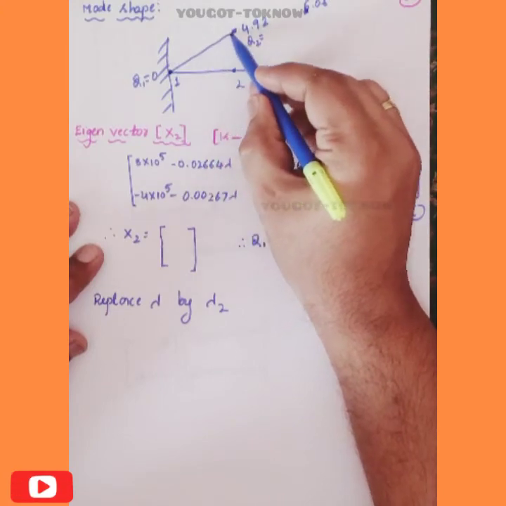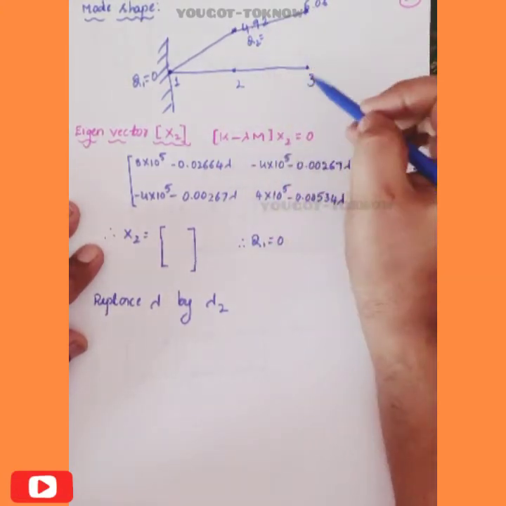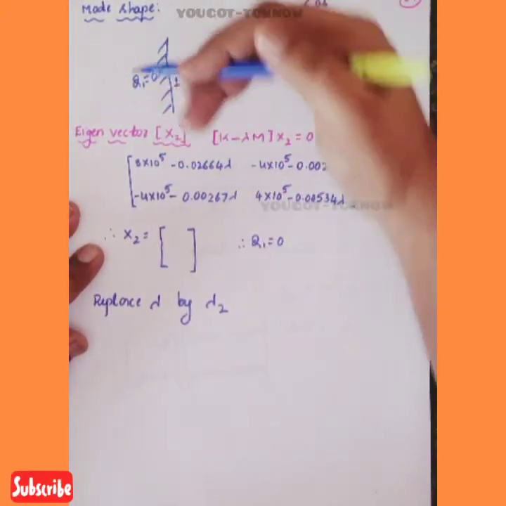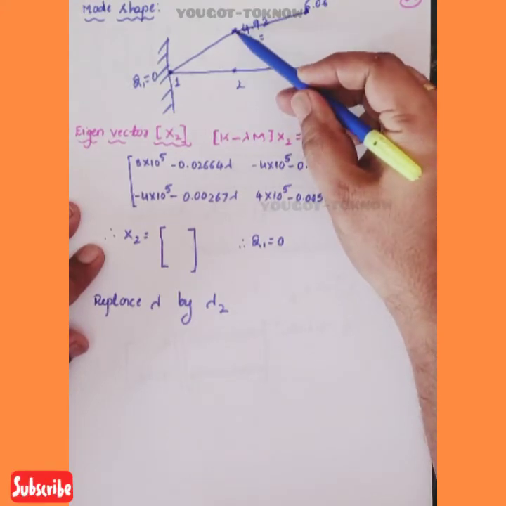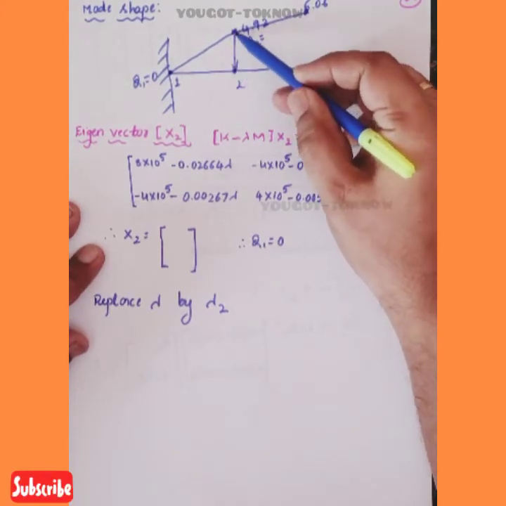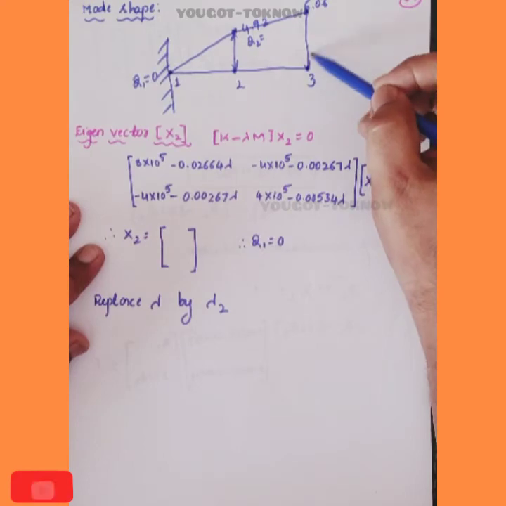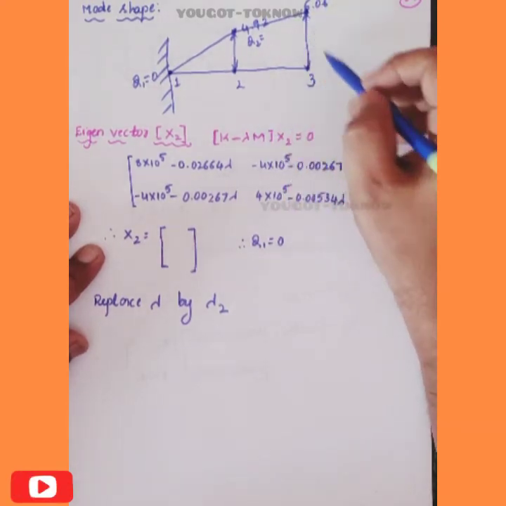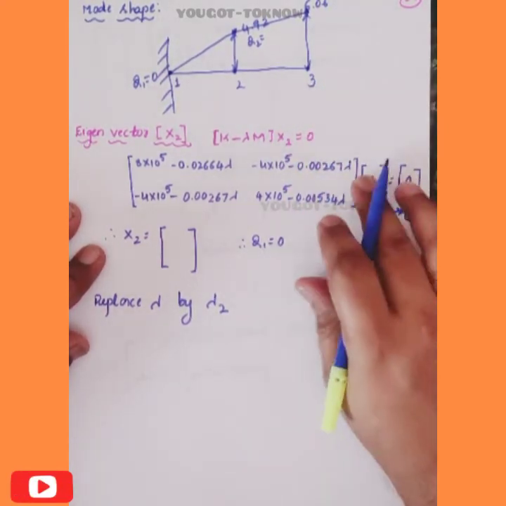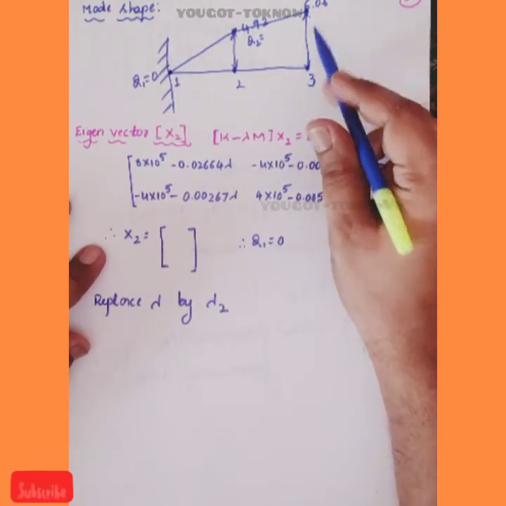You can join these. This is how the body tends to oscillate. That means it will oscillate in this fashion. With respect to 2, there is a displacement of 4.92. Then at this particular point, it will oscillate like this. This is called your mode shape for mode 1. See how it oscillates? It will oscillate in the first mode like this.